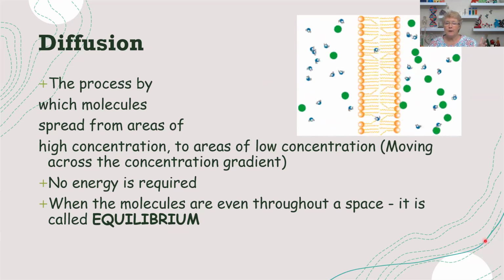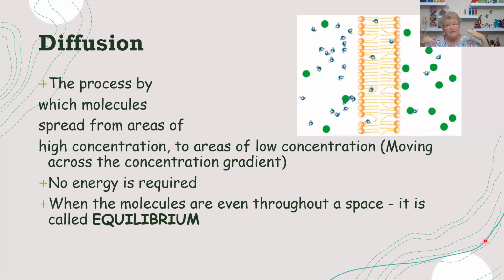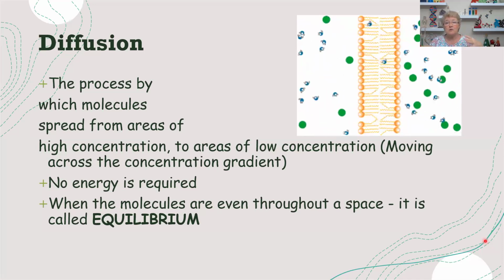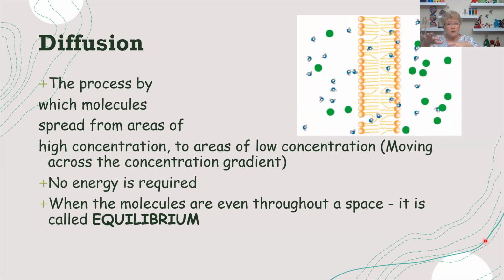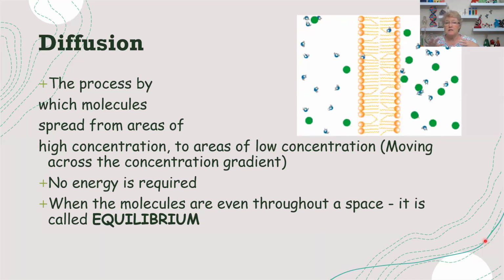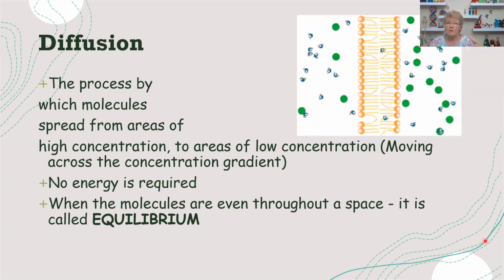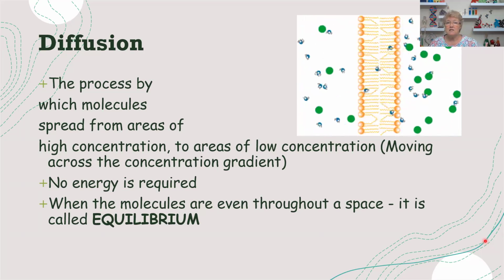They've reached equilibrium. So back to the orange, once all the molecules from that orange are evenly distributed in that room, it's reached equilibrium. Now the molecules are still going to be moving because that's what molecules do. Molecules move. So they're still going to be moving, but they've reached equilibrium because there's the same amount spread throughout the room. That's diffusion.